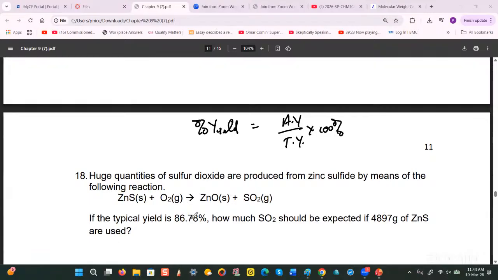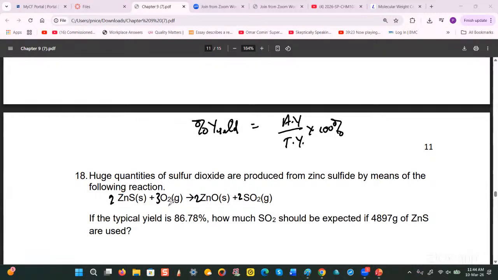Is it 2322? I think you're correct. Let me just check and make sure. 2 zincs, 2 sulfurs, 6 oxygens. Yep, okay. So that's a balanced equation.